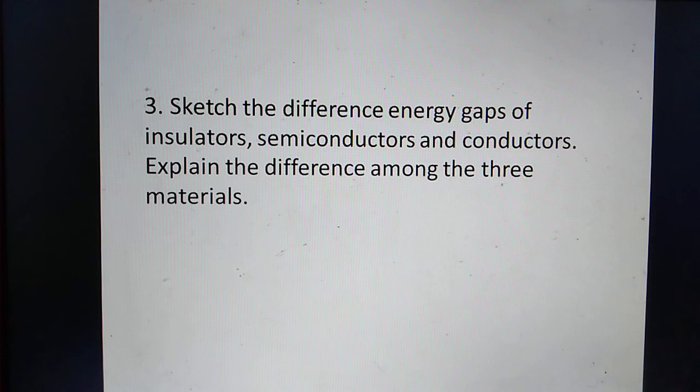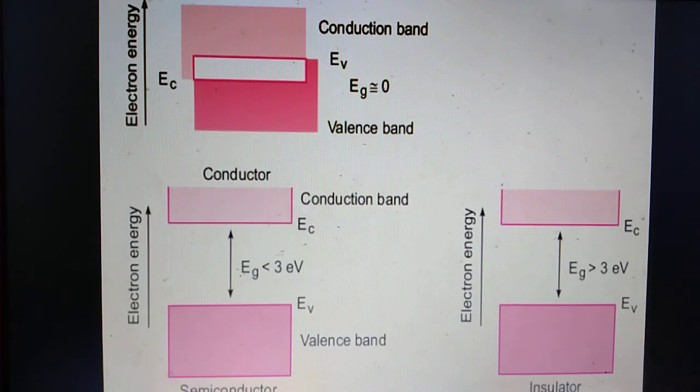Number 3, sketch the different energy gaps of insulators, semiconductors, and conductors. Explain the difference among the three materials. So here is the sketch, ma'am. Here is the sketch of the conduction band, EV, and EG, with zero at the valence band, for conductor, semiconductor, and insulator, with electron energy and EC.